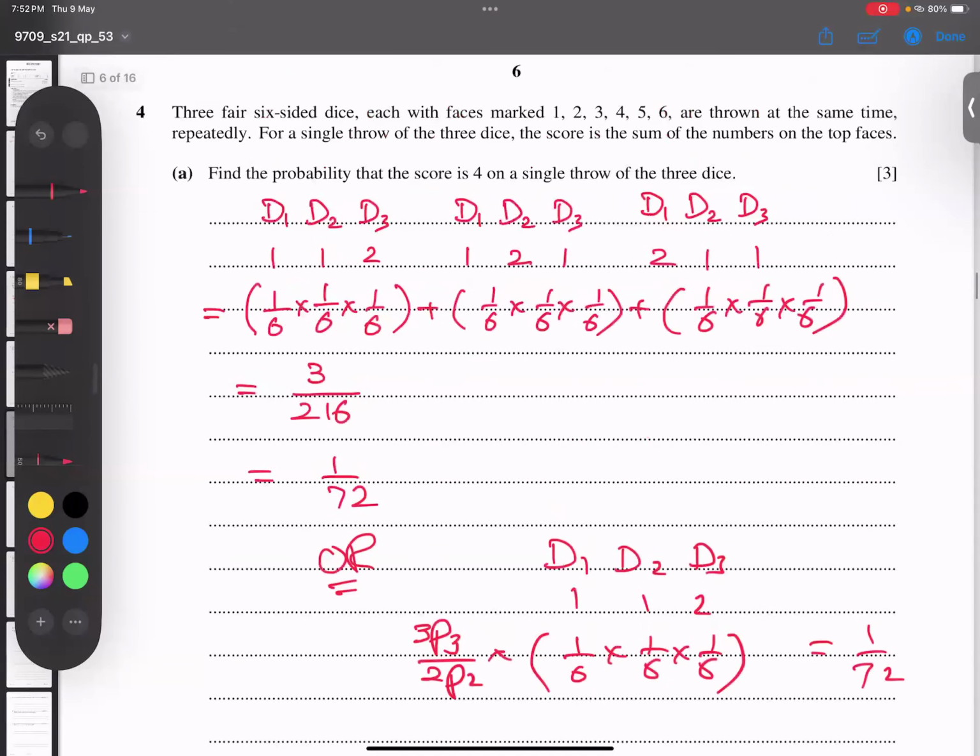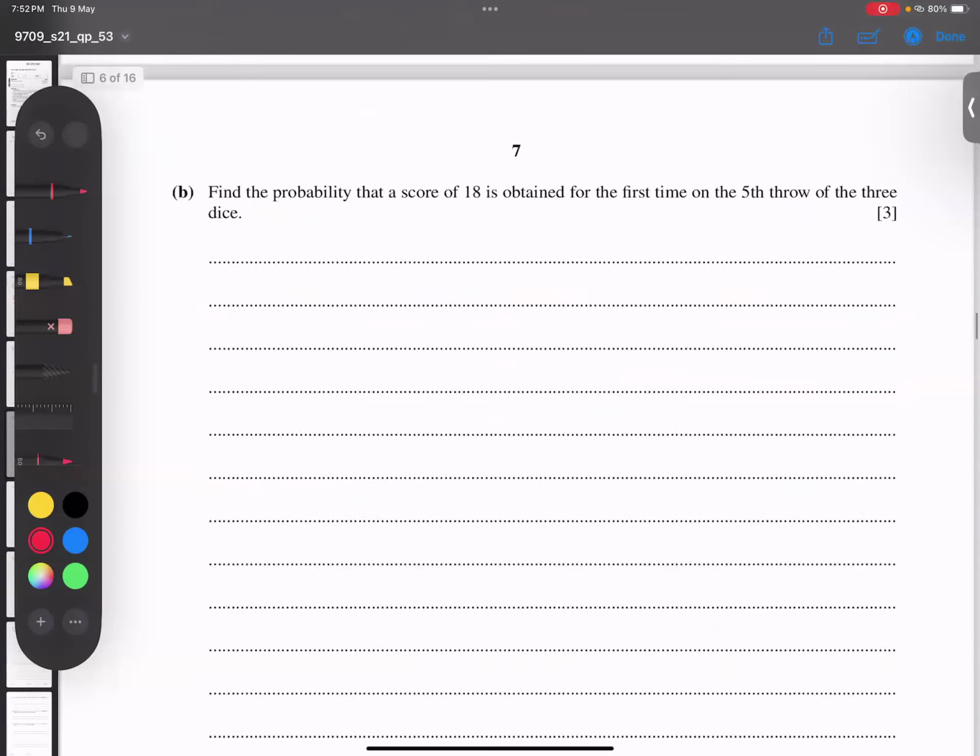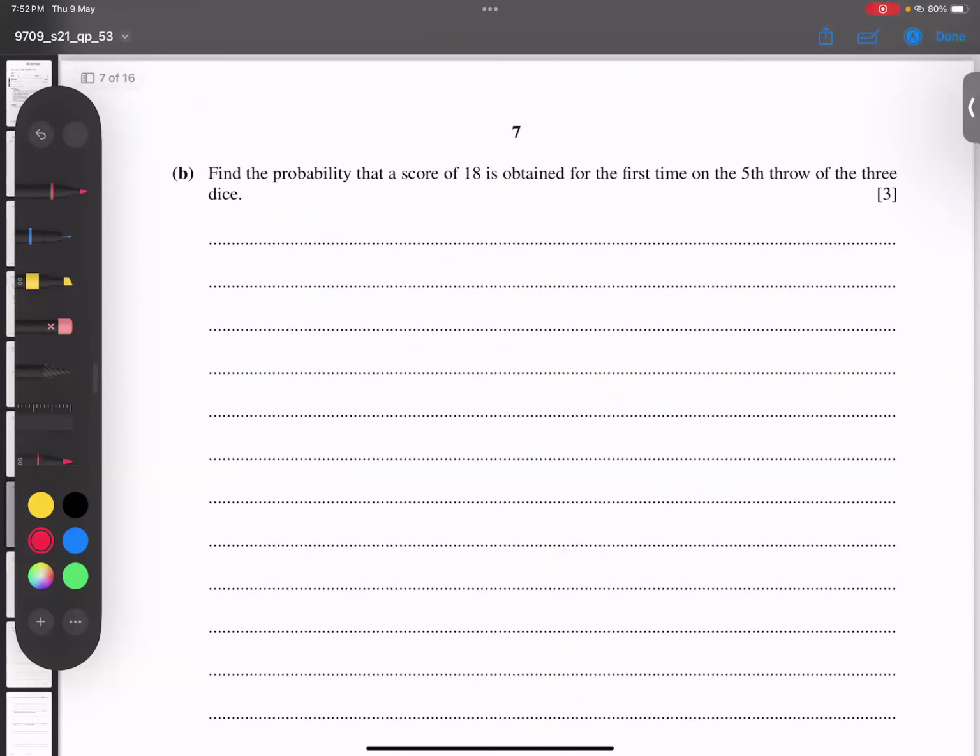What is said further? Yeah, this is done. Now, next part. Find the probability that the score of 18 is obtained for the first time on the fifth throw. So this kind of question is a geometric probability.